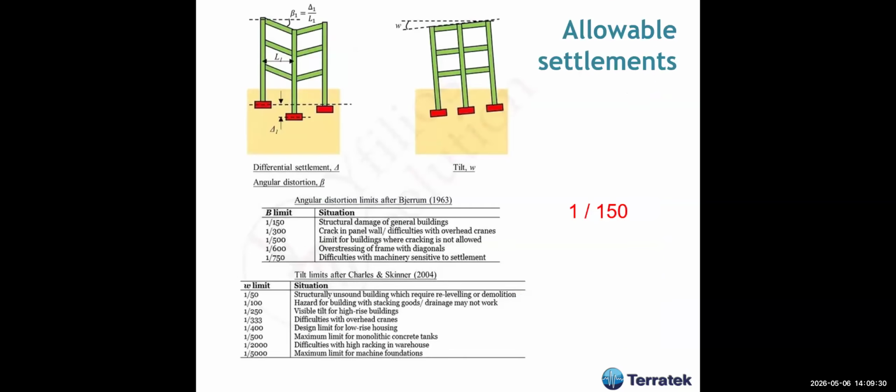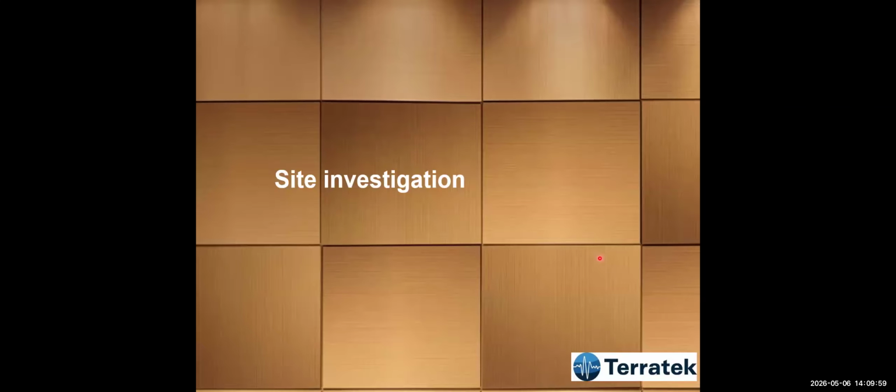Here are some allowed settlements that we should not go beyond. I'm not going to talk a lot about that, but usually the acceptable differential settlement is about 1/150. If you have up to that, no problem. Usually no cracks. If you go beyond that, you get some damage to the building. Okay, so let's discuss a little bit of site investigation.